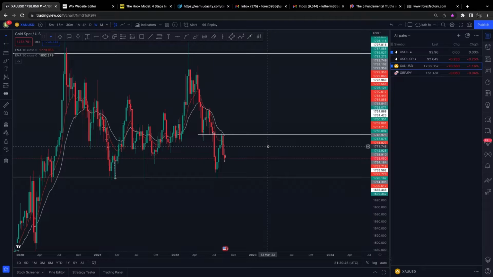So let's talk about gold. Gold is also creating a very beautiful price action that I'm really loving, that I can't wait to share with you guys. So let's just dive right into it.